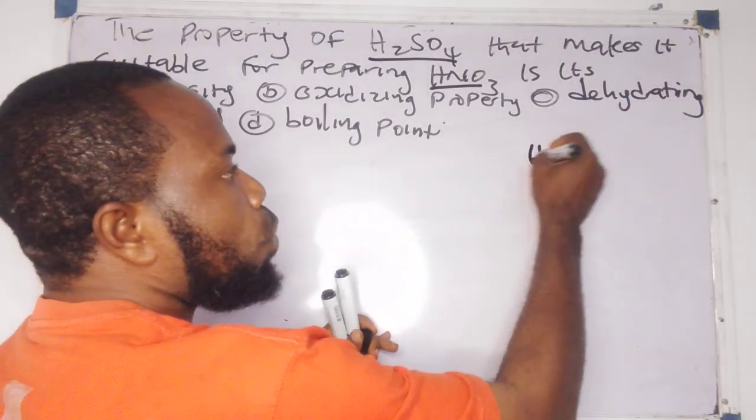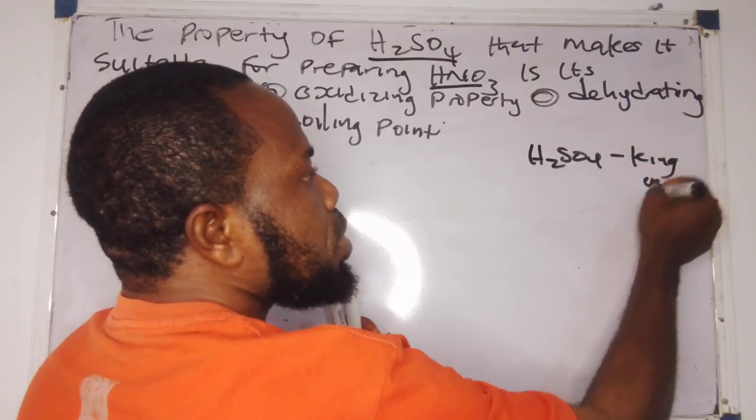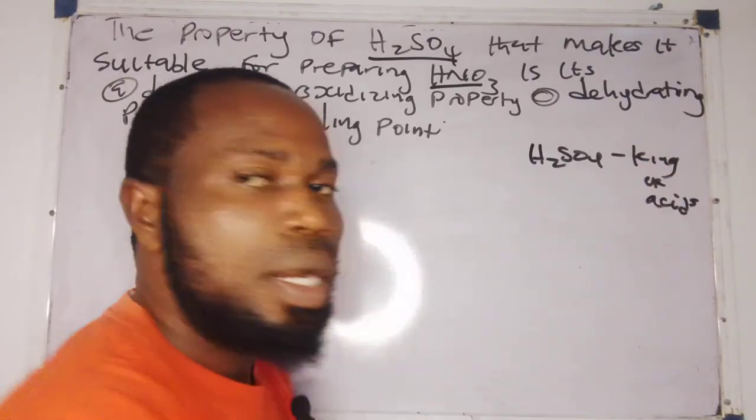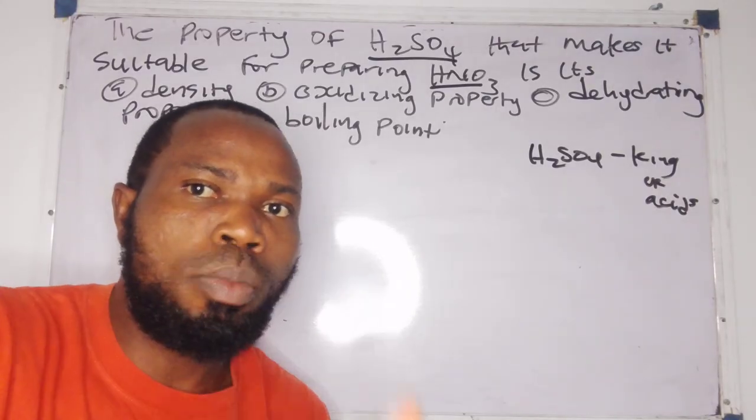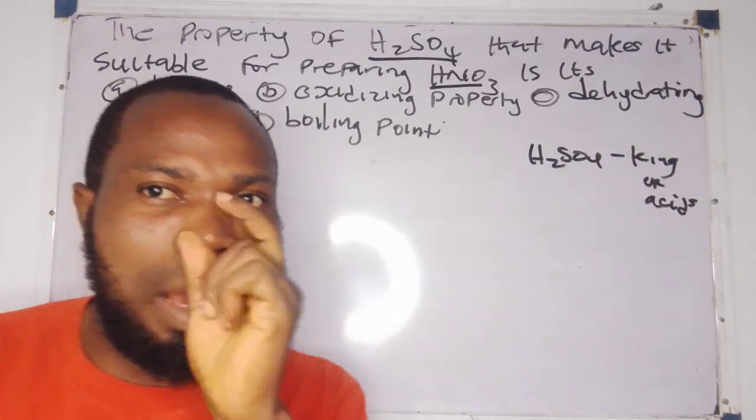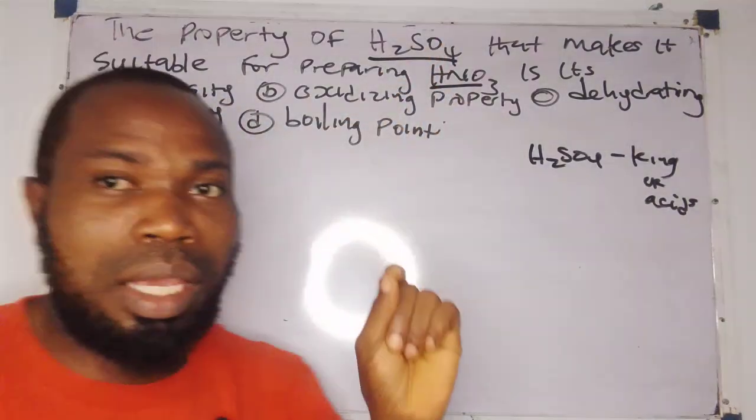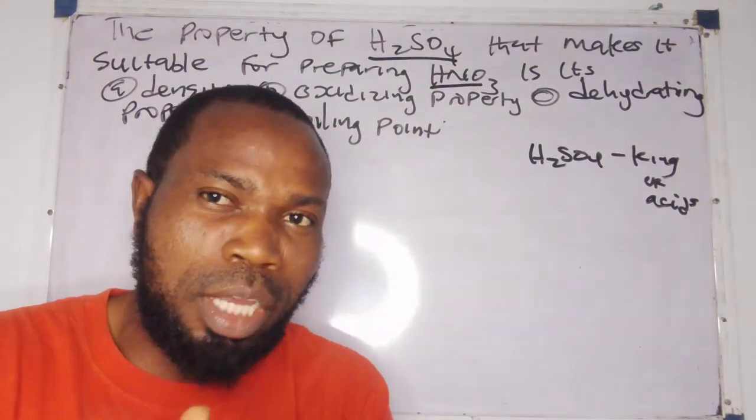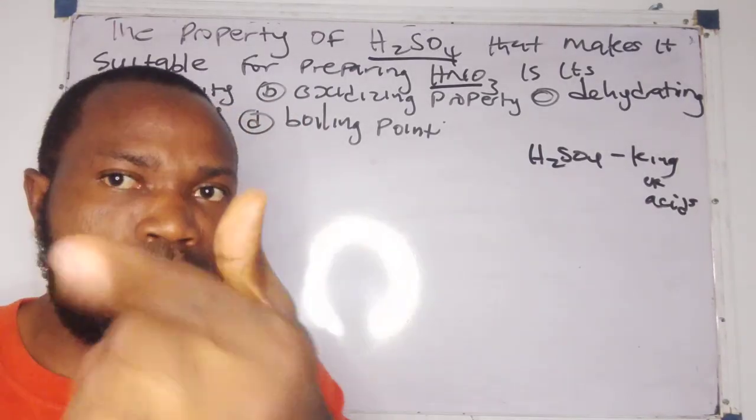This H2SO4 is regarded as the king of acids, or the king of chemicals. The reason being, not that it's the strongest acid, but that it's used to manufacture other acids or other chemicals. You must also put at the back of your mind that this same H2SO4 has many uses, but the most important use is to manufacture fertilizer.